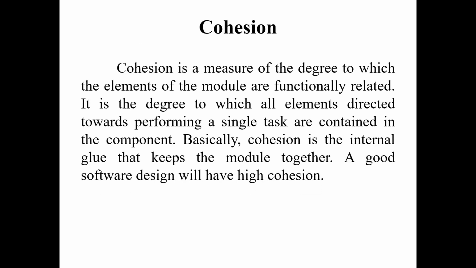And the next one is cohesion. Cohesion is a measure of the degree to which the elements of the module are functionally related. It is the degree to which elements directed towards performing a single task are contained in the component. Basically, cohesion is the internal glue that keeps the module together. A good software design will have high cohesion.